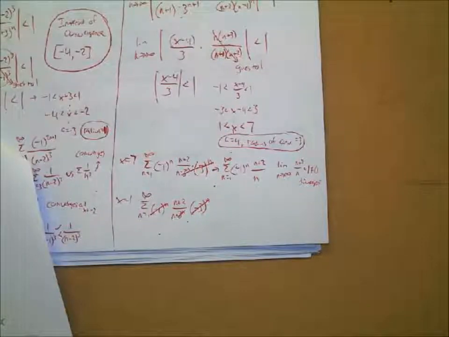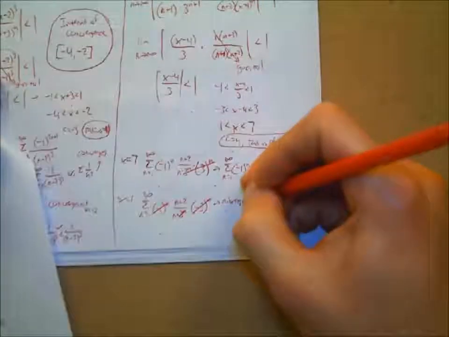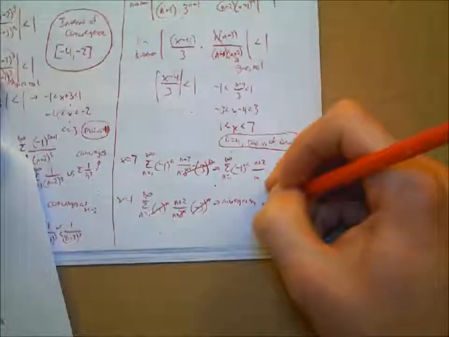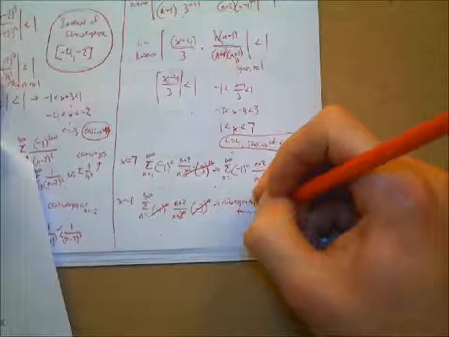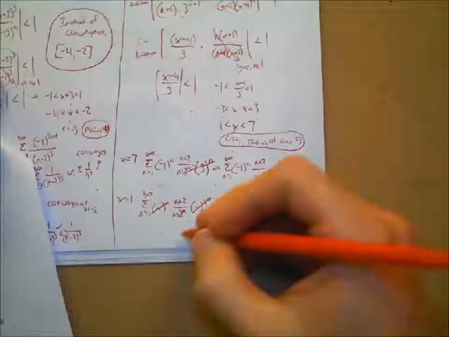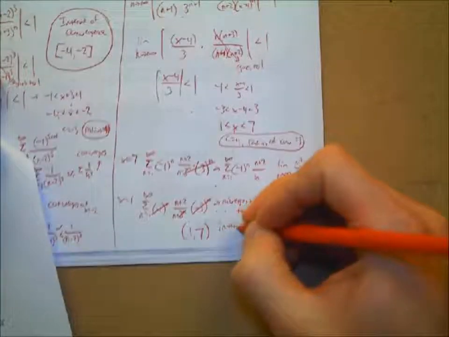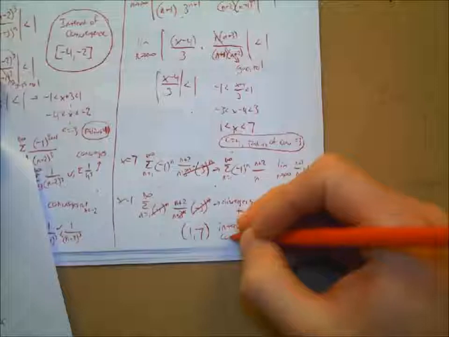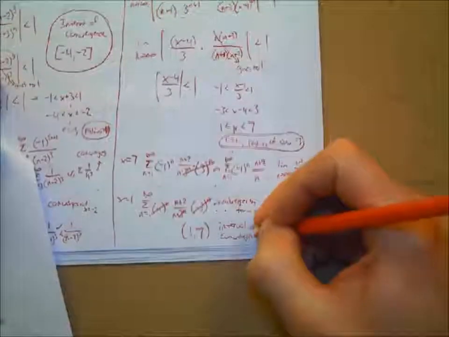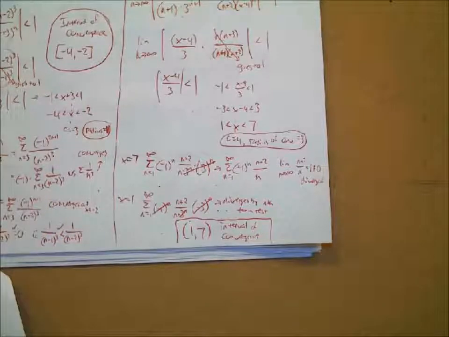But what do we know about this series? n plus 2 over n, what's it going to do? Diverges. So our interval of convergence then will be 1, 7, excluding both endpoints there. Questions on any of that?